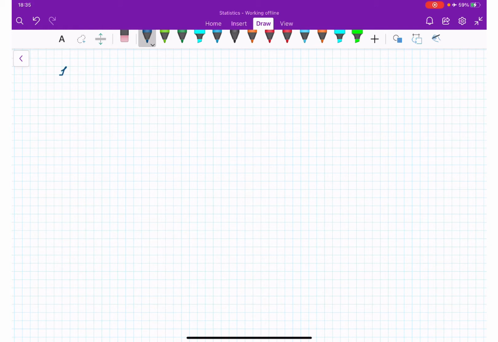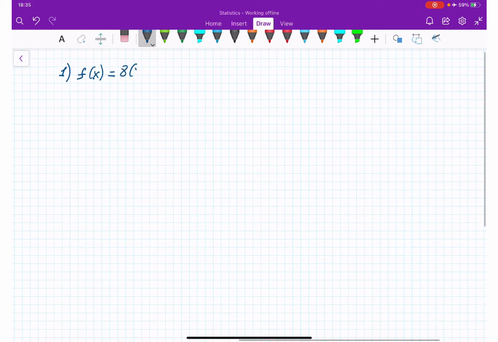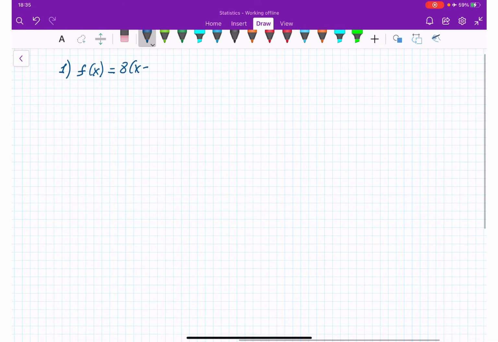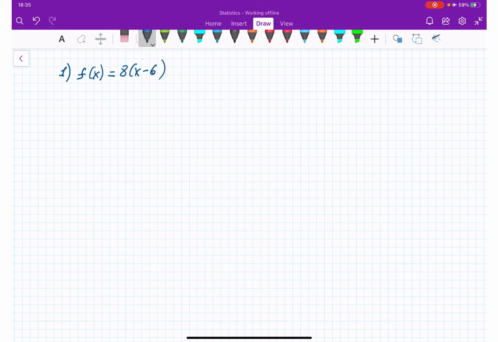Okay, question number 1. F of x is equal to 8 times x minus 6. So we need to find the domain of the function. So far we learned how to find the domain on the graph of the function. Now we have to learn how to find the domain based on a given expression. So we have 8 times x minus 6.